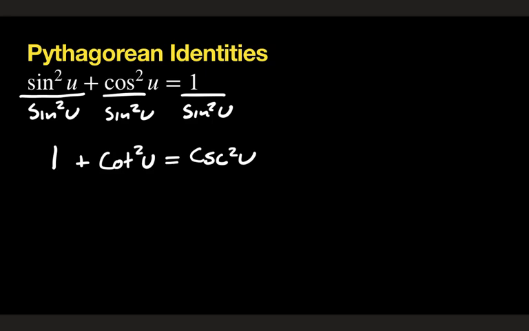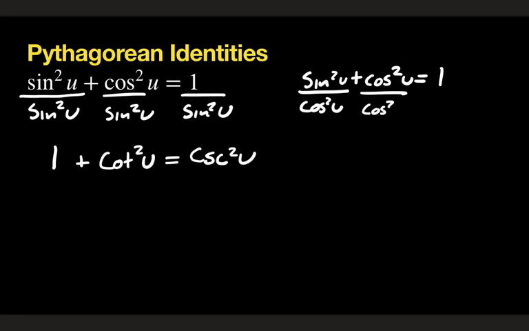And you're able to do the same thing with cosine. So if we had sine square u plus cosine square u, and that's going to be equal to 1, when we divide this by cosine square u, we are going to end up with tangent square u plus 1 is equal to secant square u.